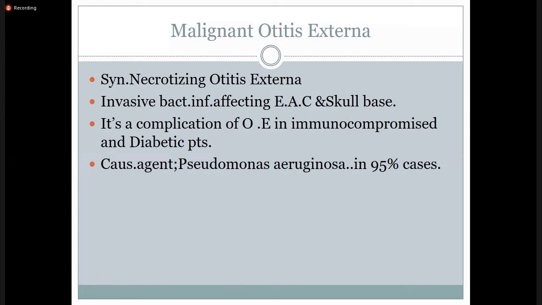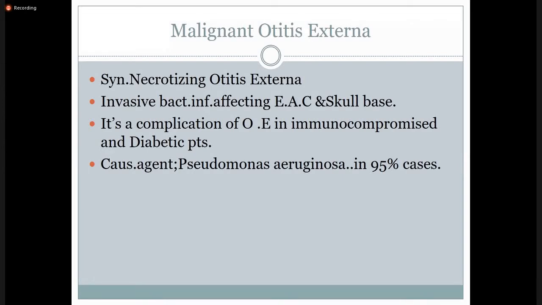Its synonym is necrotizing otitis externa. Malignant otitis externa is also called necrotizing otitis externa because it is so serious, so invasive, that it is necrotizing. It causes necrosis of the surrounding areas. It is an invasive bacterial infection affecting the external auditory canal and sometimes reaching the skull base because of its invasiveness. It is a complication of otitis externa. It's not a simple otitis externa, but rather a complication of otitis externa in immunocompromised and diabetic patients.